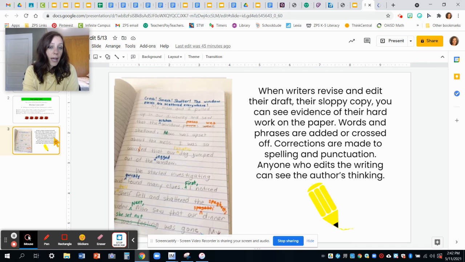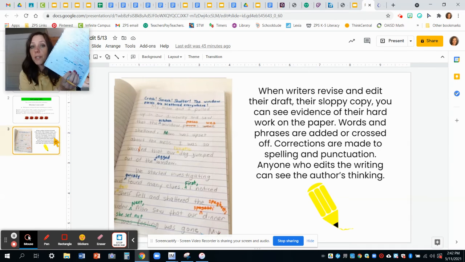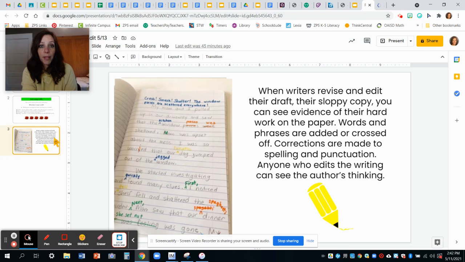You'll notice lines are skipped. We've learned to skip lines because then you have extra space in there to add things, right? You can add those little upside down V's. We call those carets to add words and cross things off. You don't have to erase things. That takes too much time, right? You're just going back and rereading and changing as you go, okay?